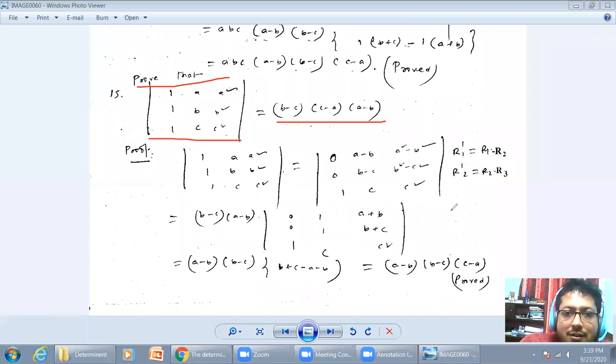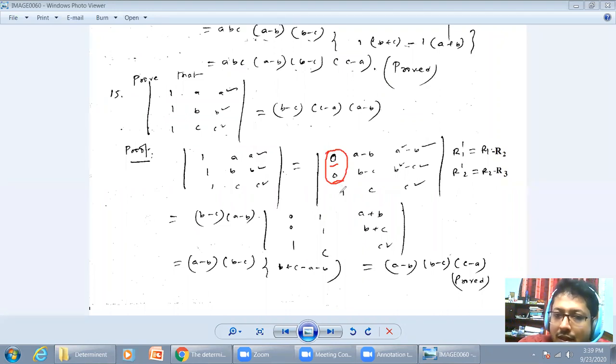To solve this type of problem, you have to replace so that at least two parts, at most two parts, are zero. When we get two parts zero, then we can apply a single part. You can take the single part and it is easy to solve. Now go to the next topic.